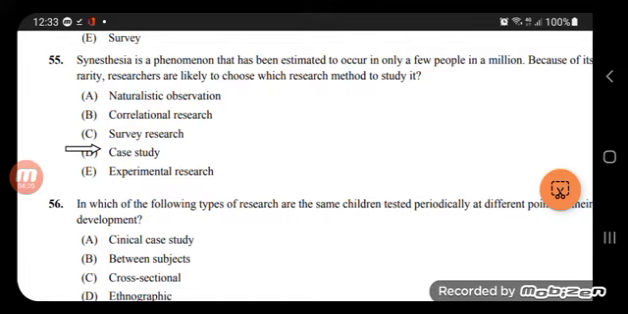Synesthesia is a phenomenon that has been estimated to occur in only a few people in a million. Because of its rarity, researchers are likely to choose which research method to study it? Once again, it's case study. Okay, case study because it's something rare that happens, one in a few million. We cannot collect enough people to do the test on a control group or experimental group.